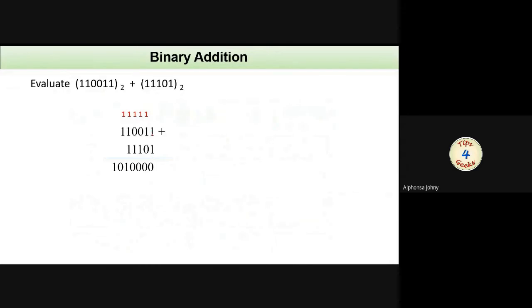What is 1 plus 1? 1 plus 1 equal to 0 with a carry 1. And it is forwarded to the next higher bit position and is written over here. So 1 plus 0 is 1. We have to add the carry. So 1 plus 1, 0 with a carry. That carry is forwarded to the next higher bit position and is written over here. So 1 plus 0 is 1. Next 1 plus 1, 0 with a carry 1. And it is forwarded to the next higher bit position. We have to add these two ones. 1 plus 1 equal to 0 with a carry 1.